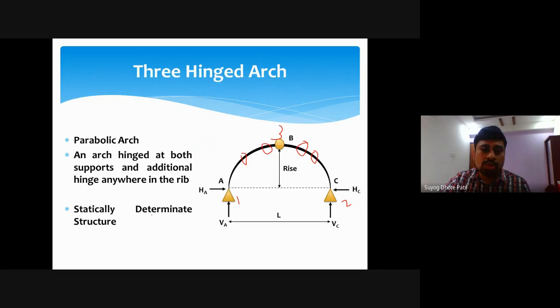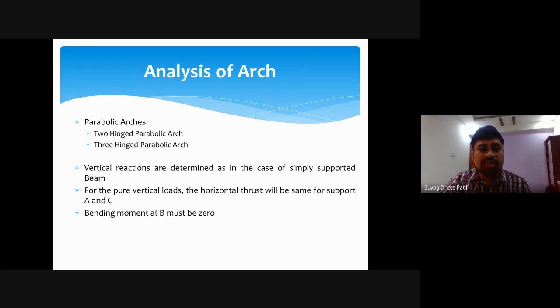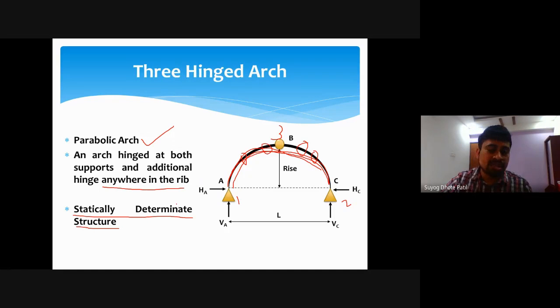Ultimately this is a parabolic arch with a hinge at both supports and an additional hinge anywhere in the rib. This is called the rib, and the third hinge is anywhere in the rib. Most importantly, this is a statically determinate structure, whereas this is an indeterminate structure. Means the two-hinge parabolic arch is indeterminate, whereas the three-hinge parabolic arch is statically determinate.